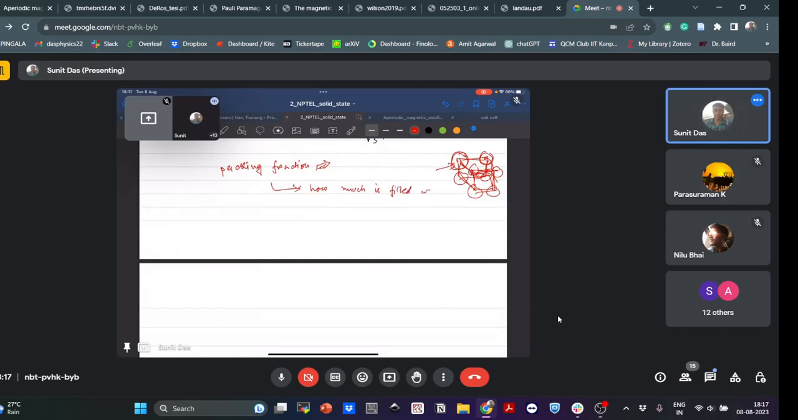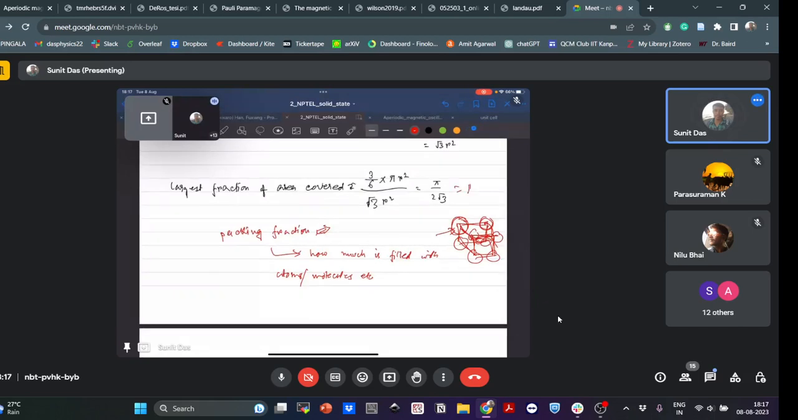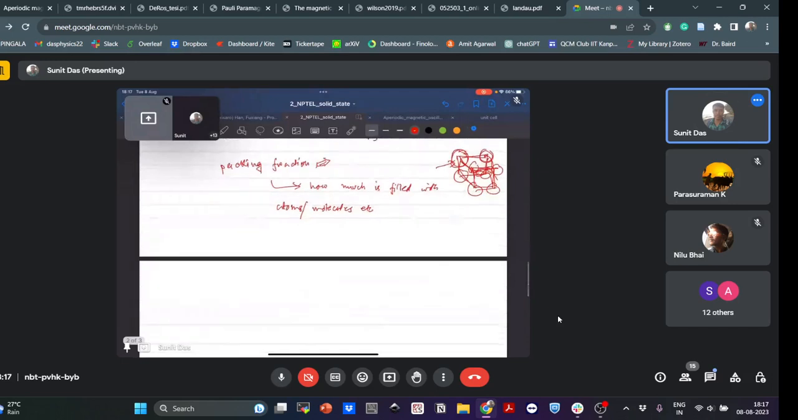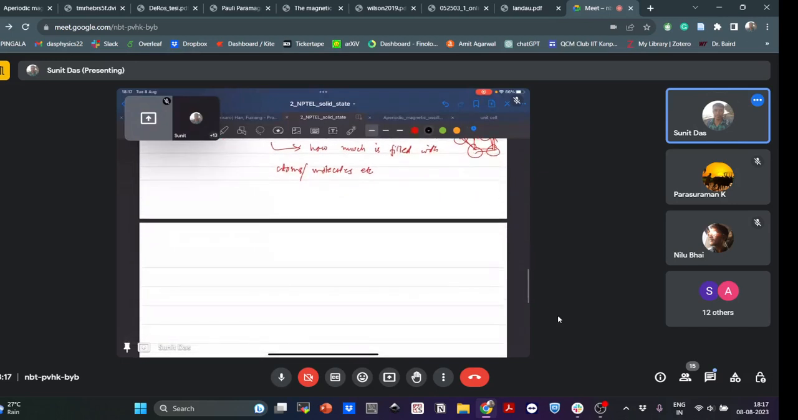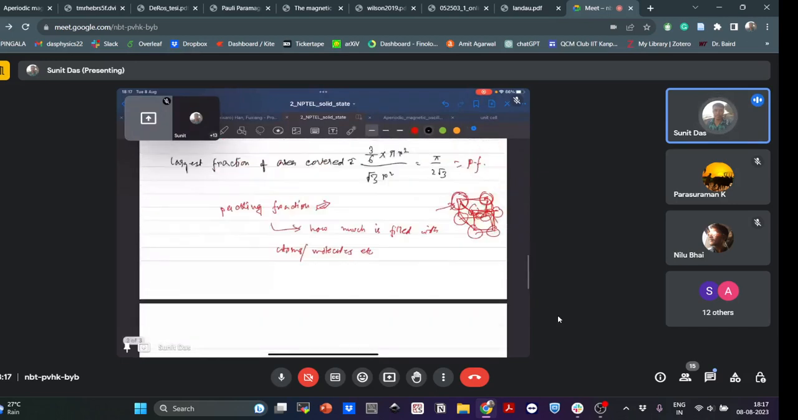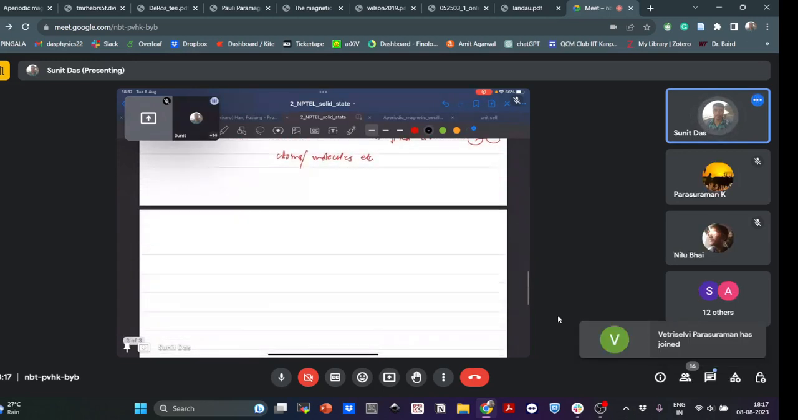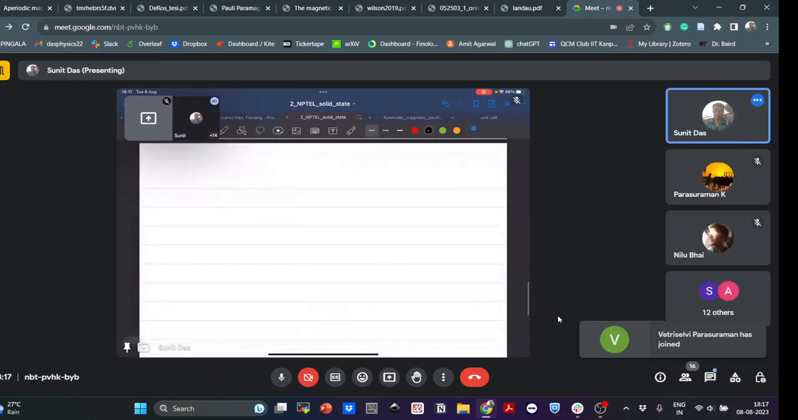How much is filled with atoms or anything else, molecules, etc. So this is called the packing fraction. So in this case, this is the packing fraction. Okay. I hope you understood it. If you have any question or doubt, please ask.